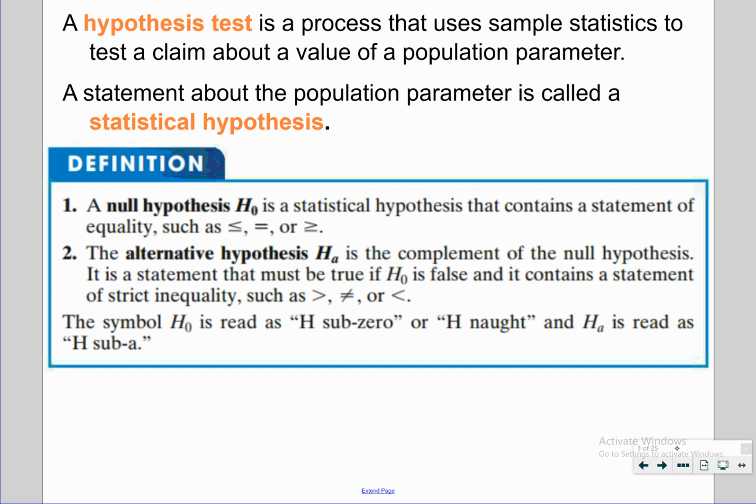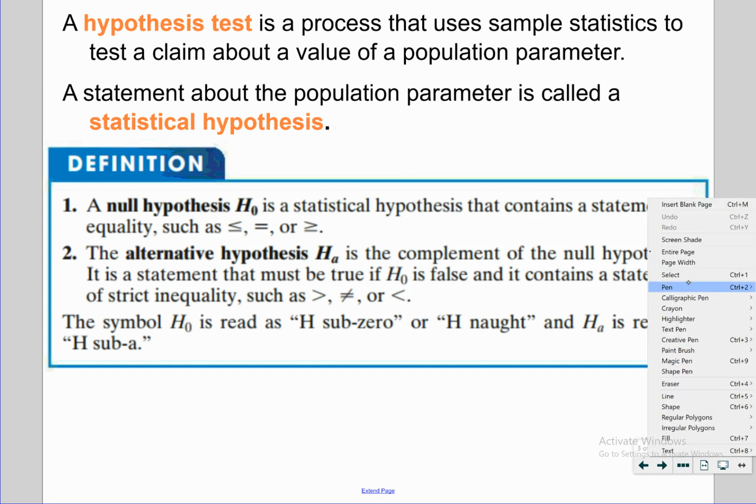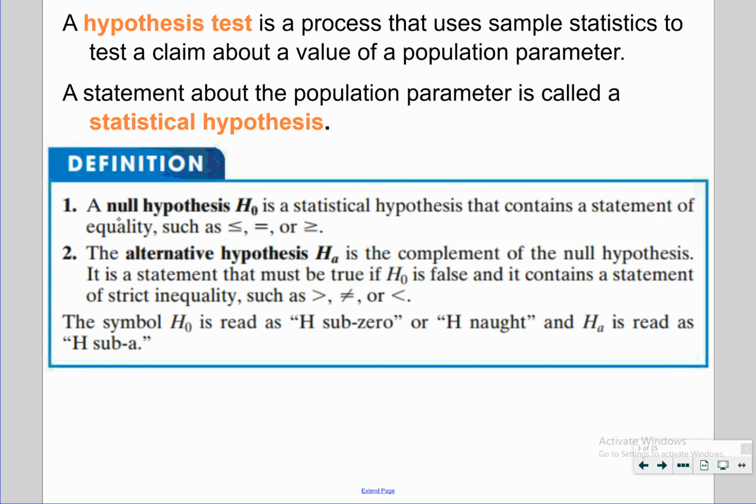A statement about a population parameter is called a statistical hypothesis. So what is a statistical hypothesis? It's actually made up of 2 different things. When we write a hypothesis, we have what's called a null hypothesis and an alternative hypothesis. The alternative hypothesis is the complement of the null, so they are complements of each other. The null hypothesis contains a statement of equality.